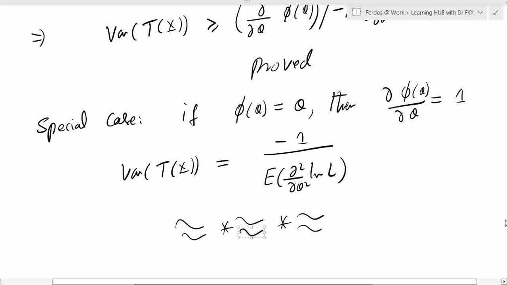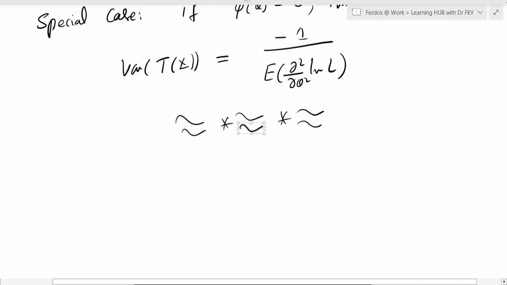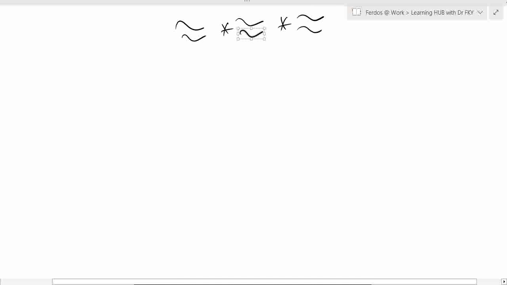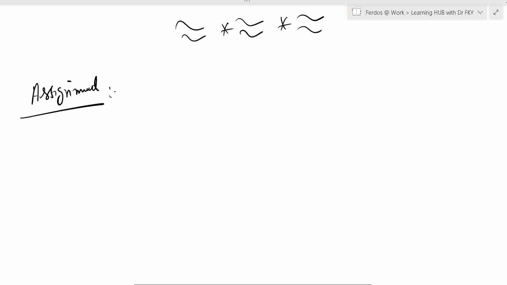This is an assignment for you. Try the same thing. Try the above assignment, or you can say homework. Try the above for a biased estimator, please.